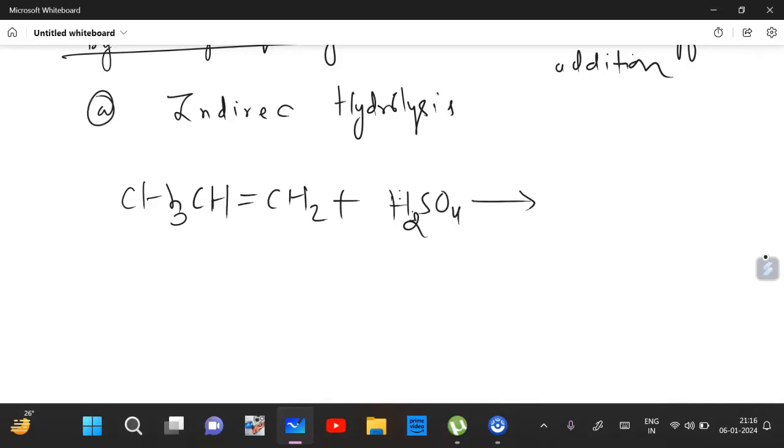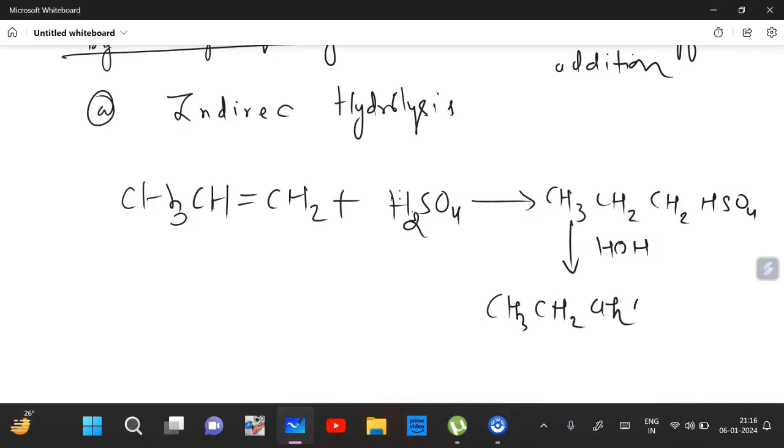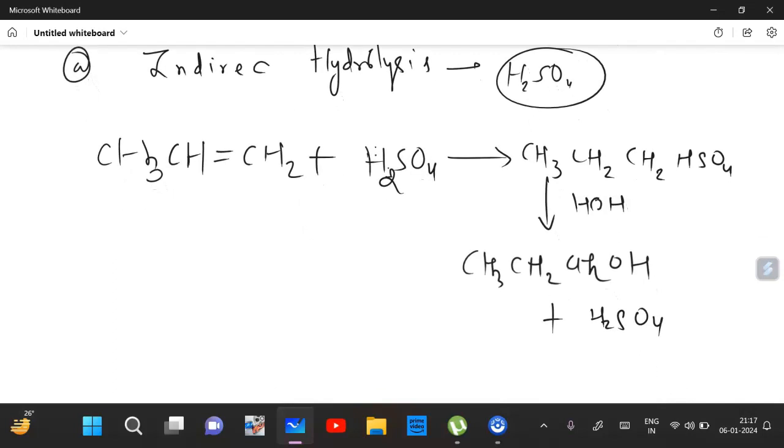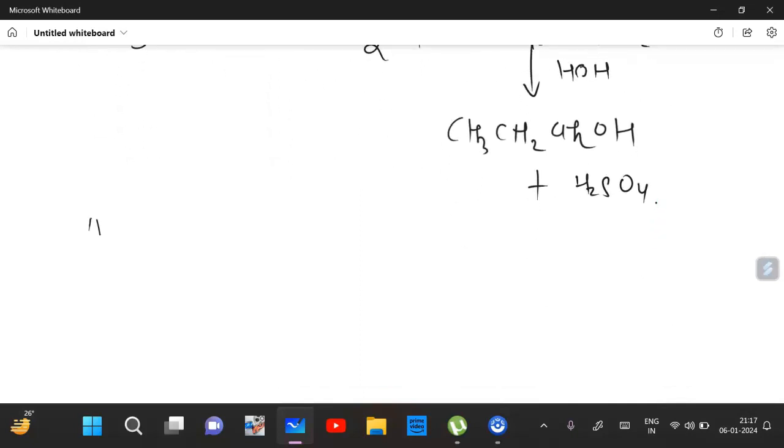This hydrolysis will give CH3CH2CH2HSO4 and further react with HOH to give propanol, that is CH3CH2CH2OH plus H2SO4 again. So indirect hydrolysis in the presence of H2SO4, and this will act as a catalyst in this reaction. It will form again. So the second method you can write down is direct hydrolysis.